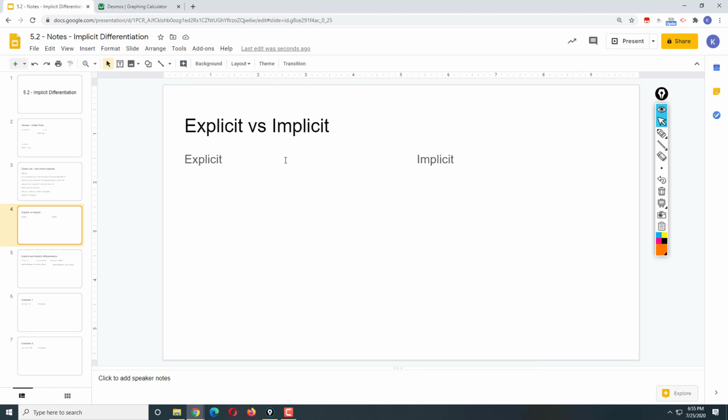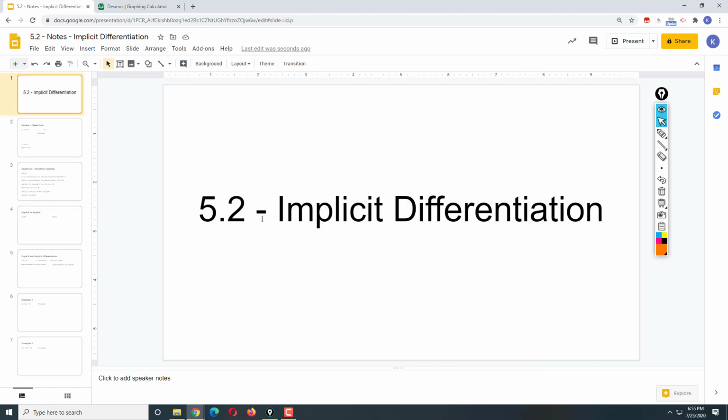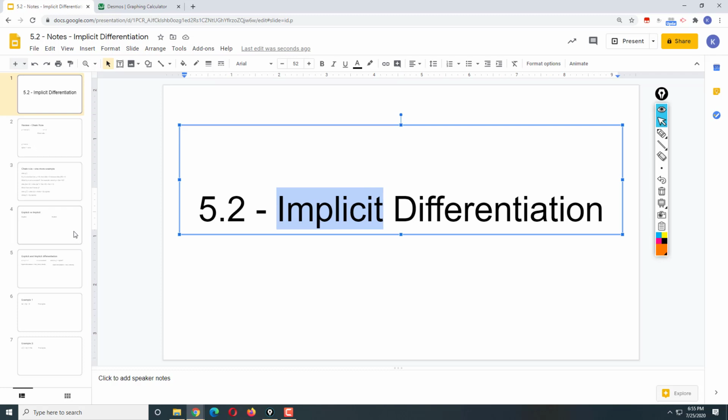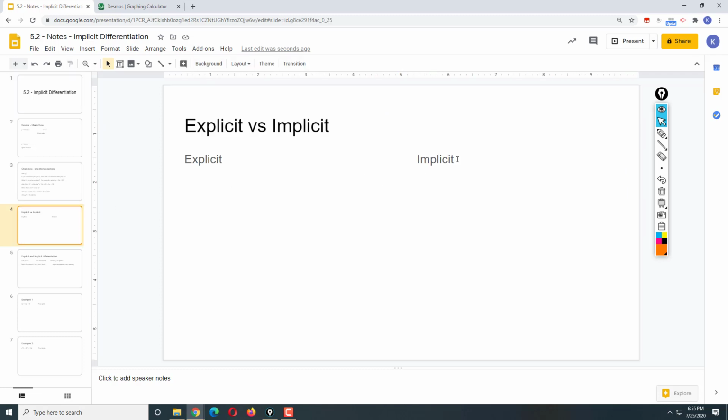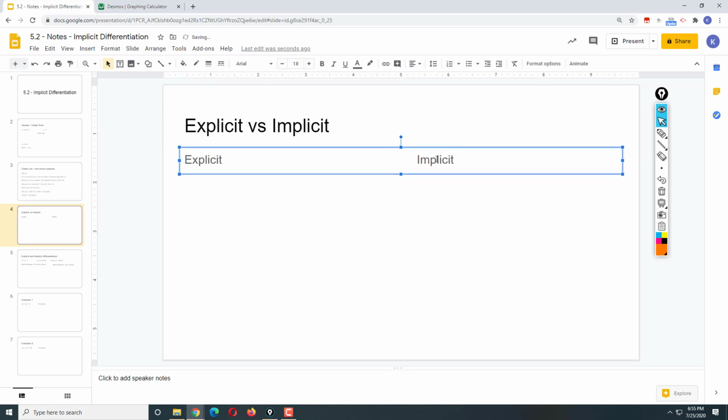Next, this lesson is called implicit differentiation. What does implicit mean? Well, implicit and explicit are opposite.